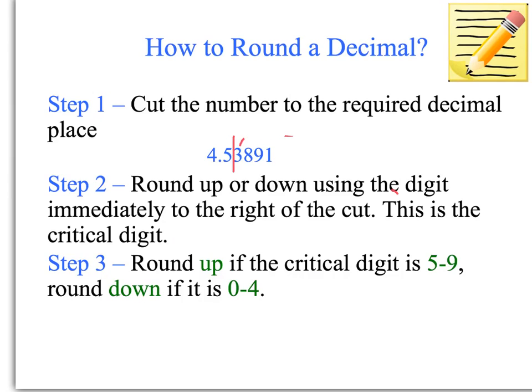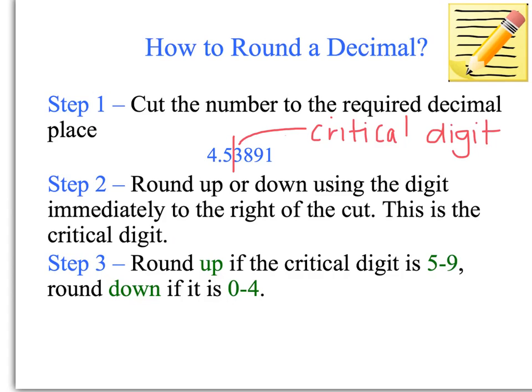That's not a very good line. Okay, so the 3 is the critical digit. All right, so this is the one we look at to see whether we need to round the number up or down. So as with whole numbers, you round up if the digit is 5 to 9, and you round down if it's 0 to 4. In this case, the critical digit is a 3, so that means we round down.